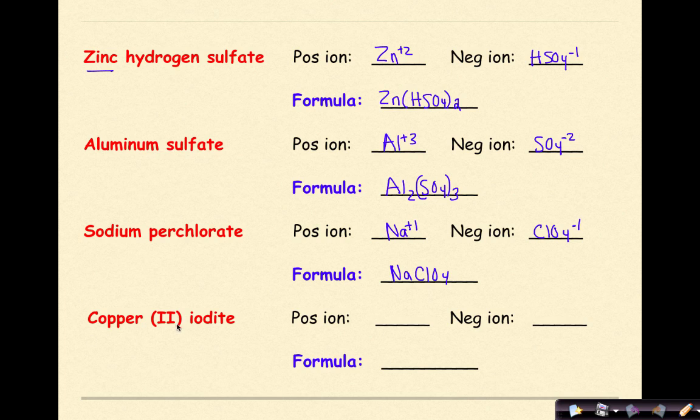NaClO4. Copper 2 iodide. All right. Copper Cu +2. The negative ion is going to be IO2 -1. We're going to cross these down. So the final formula here will be Cu(IO2)2. And this should be enough examples to remind you of what you should already know about writing formulas that contain polyatomic ions, that contain parentheses, making sure that these compounds are electrically neutral.